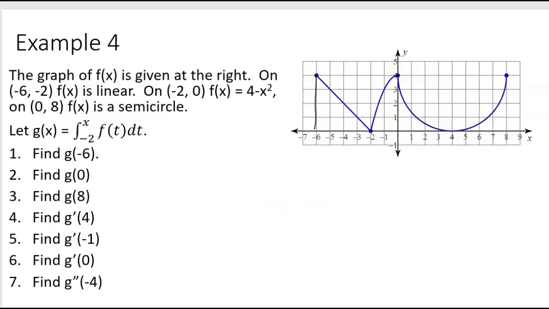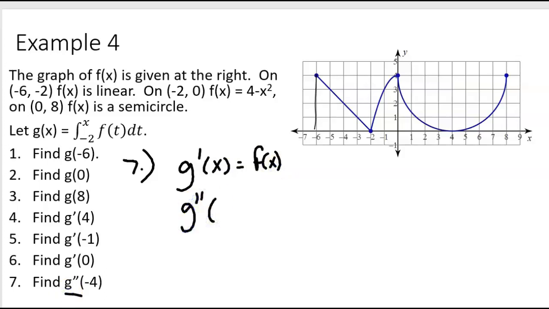All right, let's go ahead and do number 7. Last one. G prime of x is f of x, right? But this problem is asking us about G double prime. Well, G double prime of x is f prime of x. The derivative of one side is the derivative of the other, right? Now this is the slope of f.